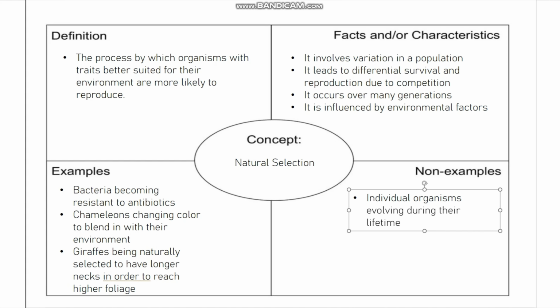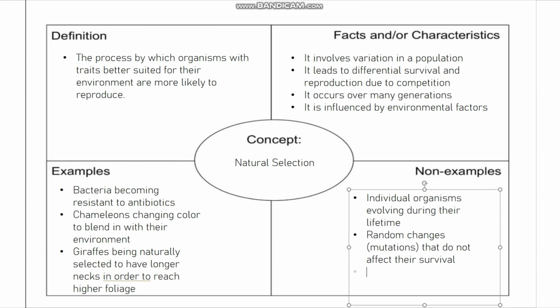So that would be a non-example because individual organisms don't evolve. Evolving is done through populations from adaptations over time. Another example would just be random changes or mutations that do not affect their survival. And then the last one will just be traits changing because an organism wants to adapt.